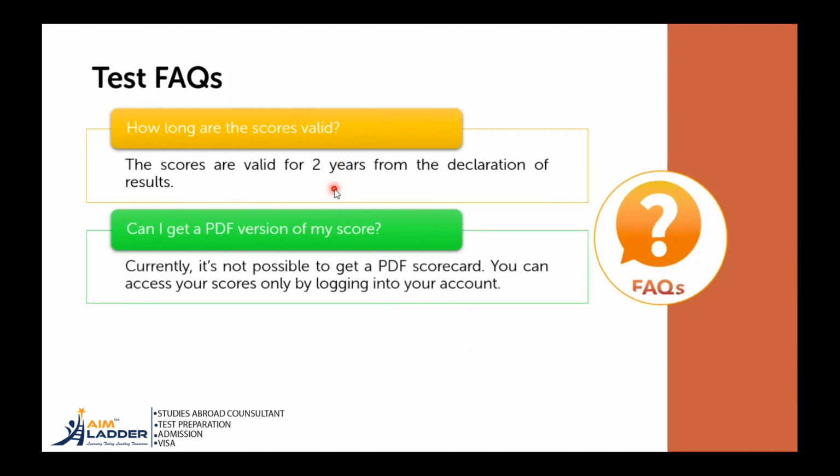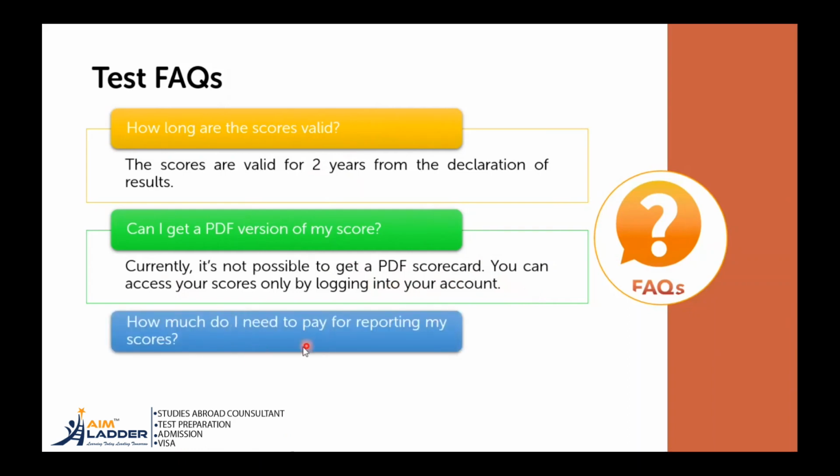Can I get a PDF version of my score? Currently, it's not possible. It's not possible to get a PDF scorecard. Currently, you can access your score only by logging into your account in the website that I've just shared. So candidates, if they come with a PDF scorecard, it's probably fake. They don't provide a PDF scorecard as yet. The Duolingo test has a scorecard only in their own websites.